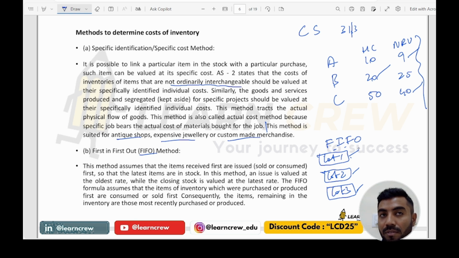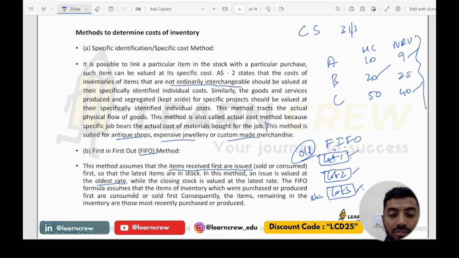If the goods are perishable, or if technology is significant, then this first in, first out method can be used. This method assumes that the items received first are issued, meaning sold or consumed, first, so that the latest items are in stock. An issue is valued at the oldest rate. So the rate at lot number one will be the old rate, and the latest purchase is the new one.